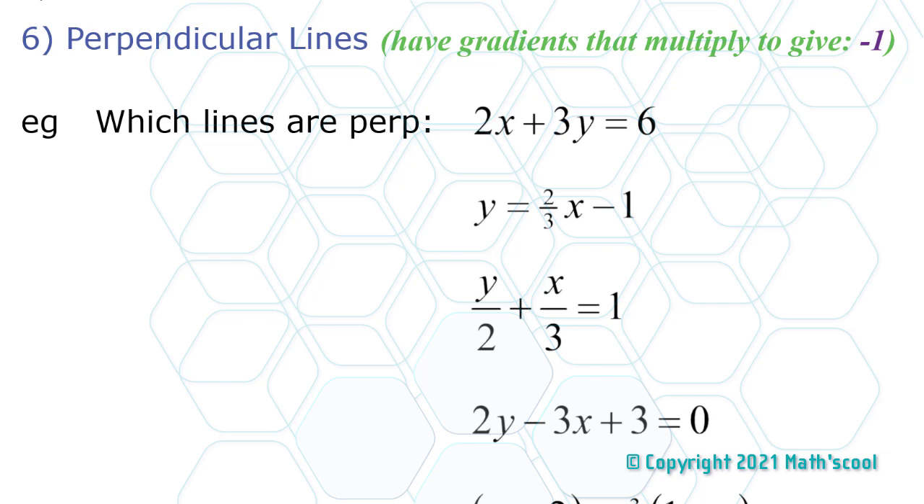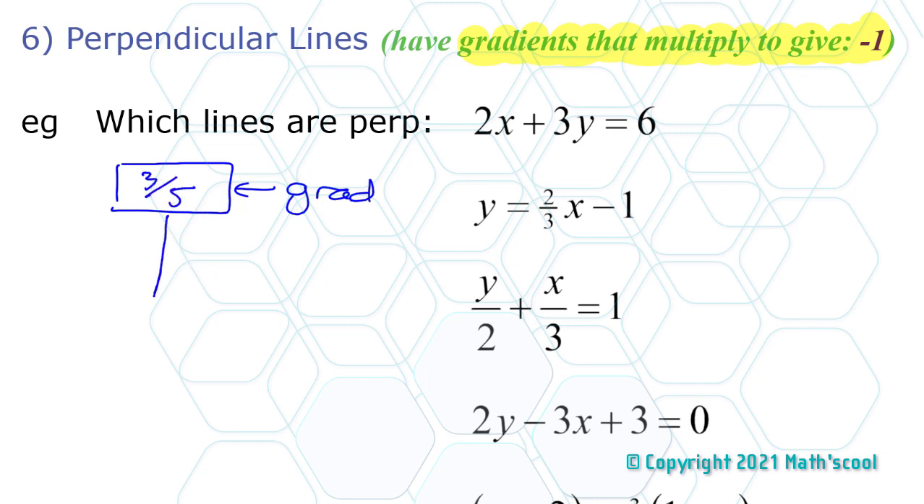Which lines are perpendicular? Perpendicular lines have gradients that multiply to give minus 1. So if you take two perpendicular lines and you multiply their gradients, it'll give you minus 1. But there's a different way of saying the same thing. If you have the gradient of your line, let's say the gradient of your line is 3 over 5.